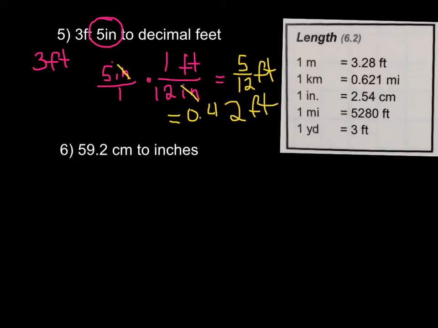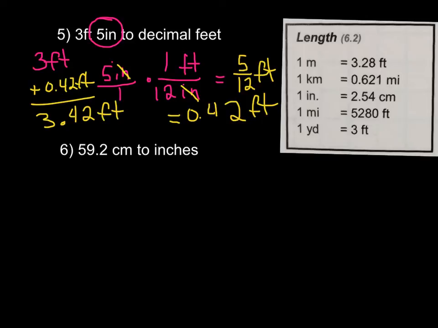So we're going to take our 3 feet and we're going to add 0.42 feet, and that gives us 3.42 feet, which if you think about it, 5 inches is less than half of a foot, and 0.42 is less than a half as well.